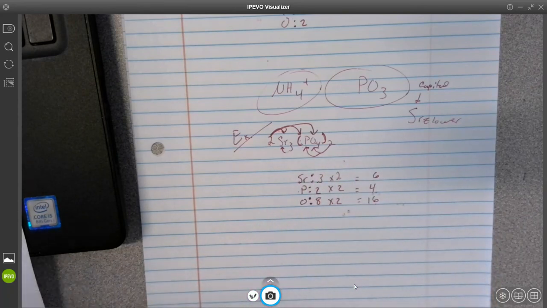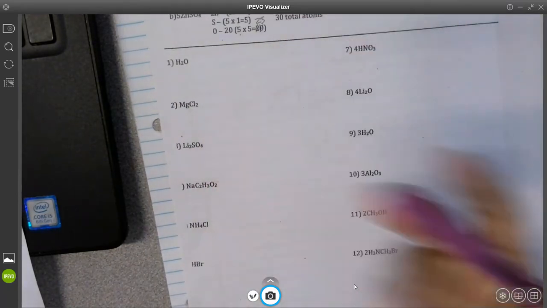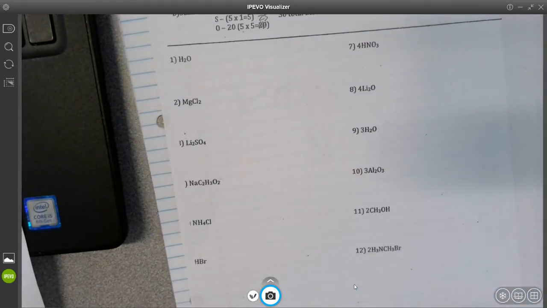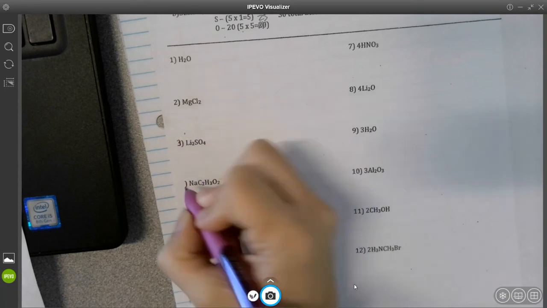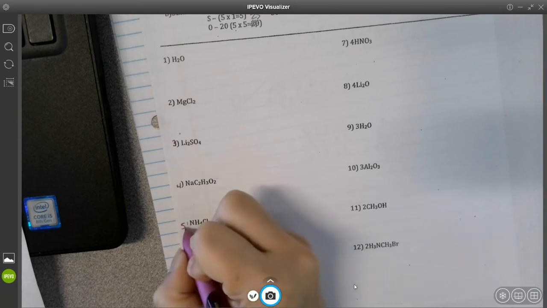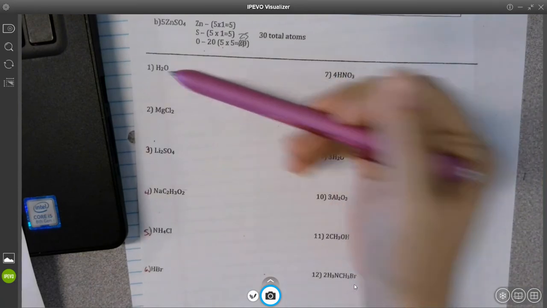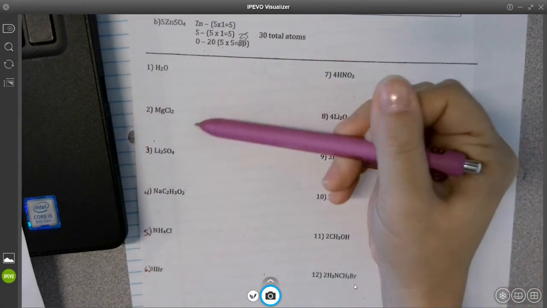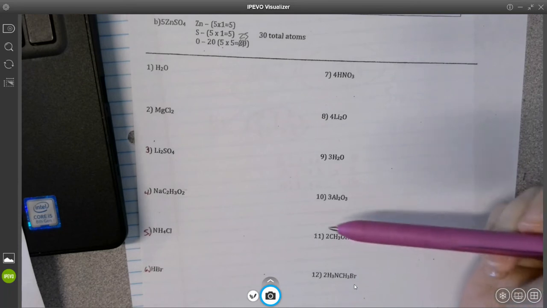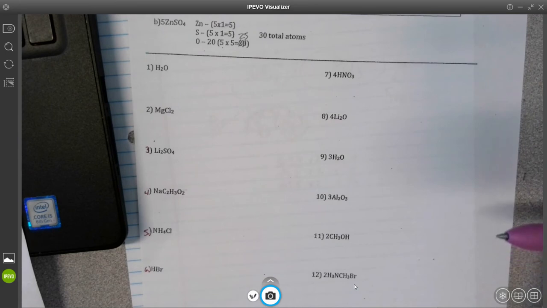So today's assignment is pretty straightforward. I am just assigning this worksheet. So you only have 12 problems that you need to complete for today. And so you have right here, we've done an example with water. We've done an example with magnesium chloride. We've even done an example with HNO3. So today, what you really need to do after this video is work on this worksheet.